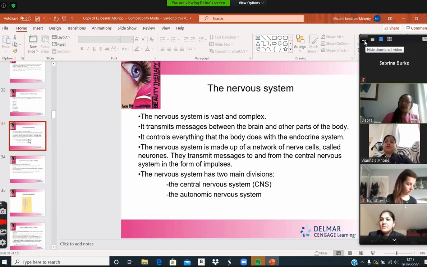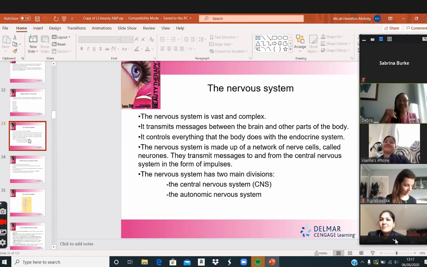The nervous system, so slide 33. I think I may have some problem with my nervous system today because I can't get the words out. So there might be a little disruption there.